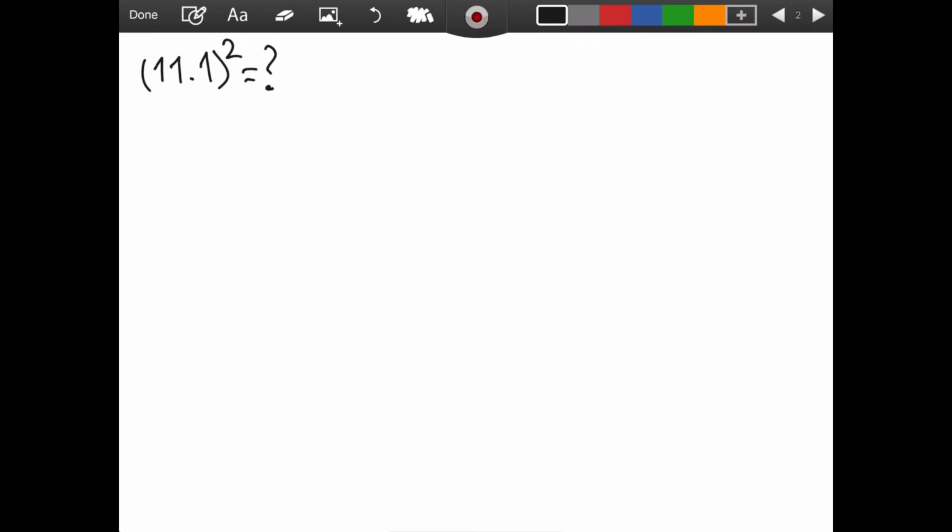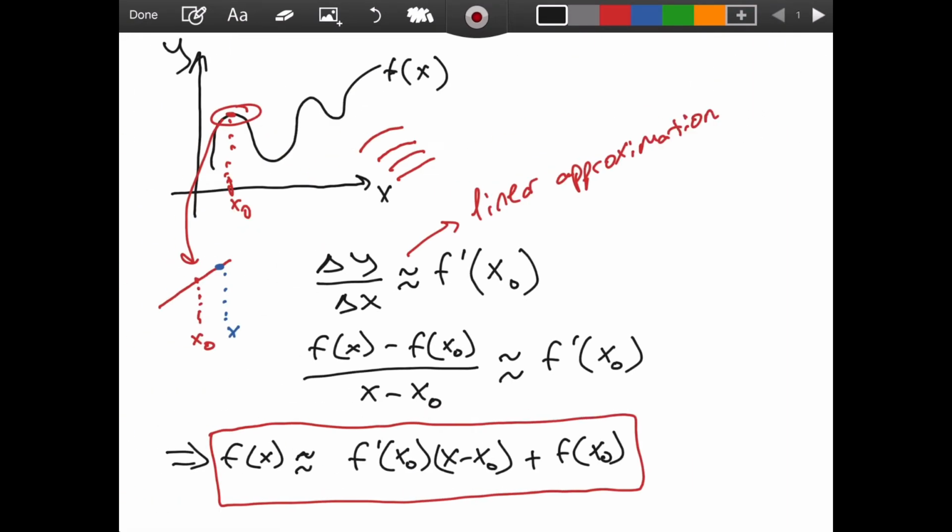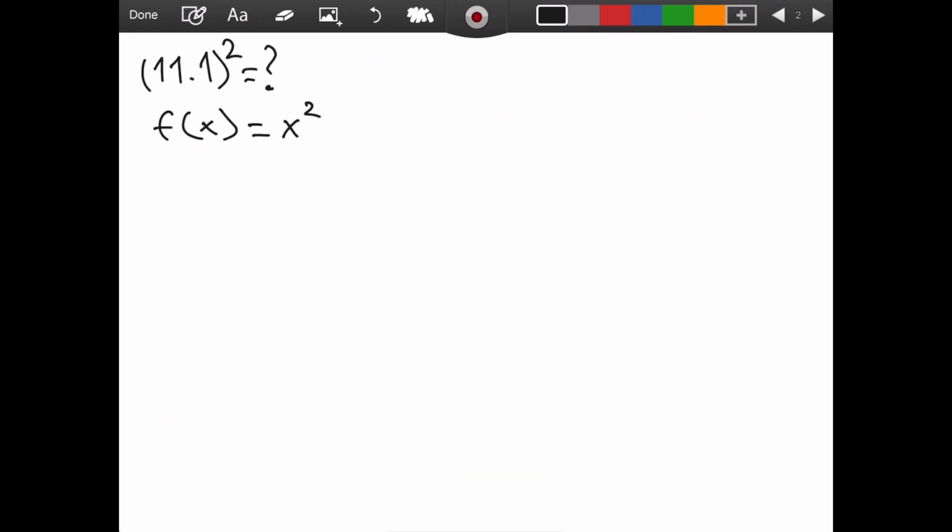Well, the first thing you need to do is say, I will model this as if I have a function which is x squared. And I am just being asked about the value of this function where x is equal to 11.1. So I will use linear approximation. How can I use it? Well, if you look at the formula here, you see that we need an x naught. We need a starting point to base our approximation on. And the best starting point will be a point that is close to the point of interest.